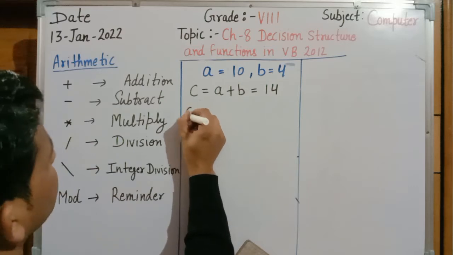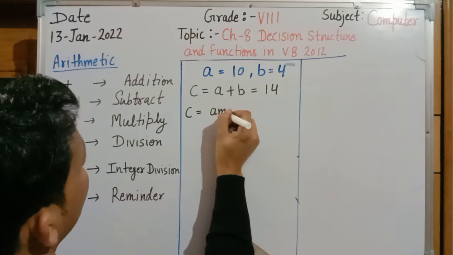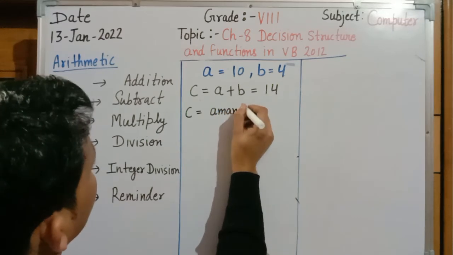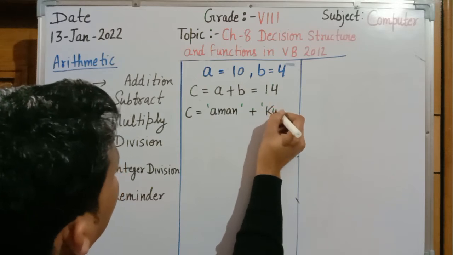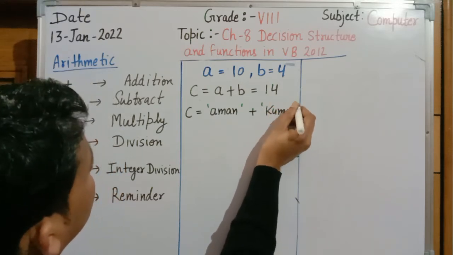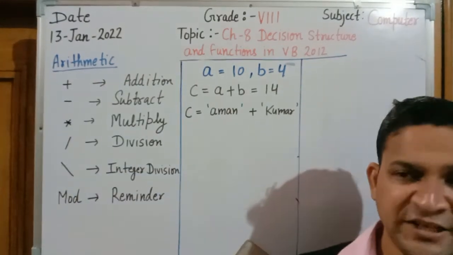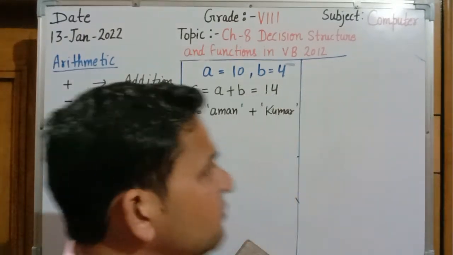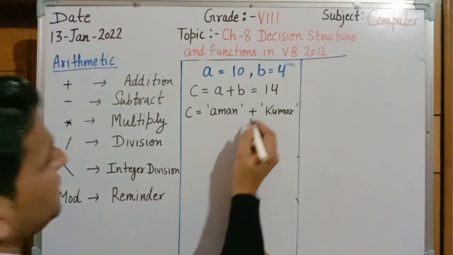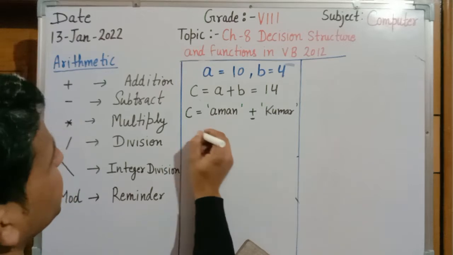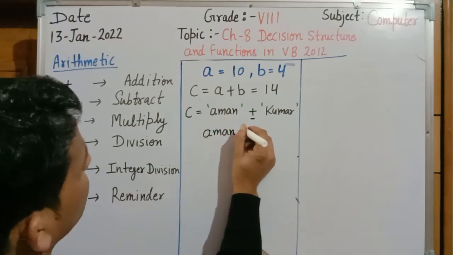If I am writing C equal to Aman plus Kumar, is it possible to add the values? It is not possible, because these are not arithmetical values. Arithmetical values can be added, but not these. So in this case, the plus operator will be used as a concatenation. So the result will be Aman Kumar.